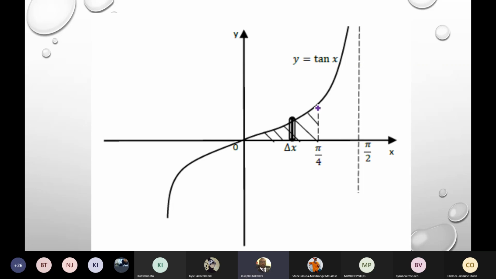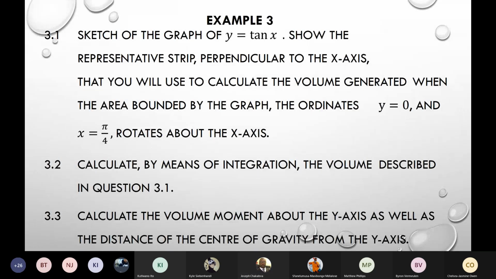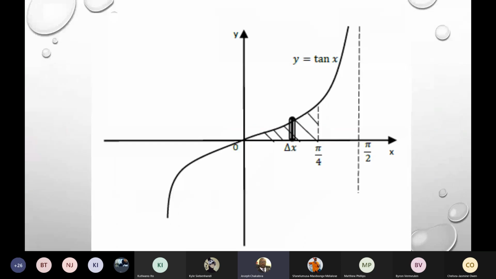Let me just see how many marks it is. It doesn't show. Usually it's about 2 marks, which is 4 ticks. So how do they give you 4 ticks? They give you 1 tick for the graph, 1 tick for the shaded area, 1 tick for the representative strip, and usually 1 tick for the limits. That's how they do it.